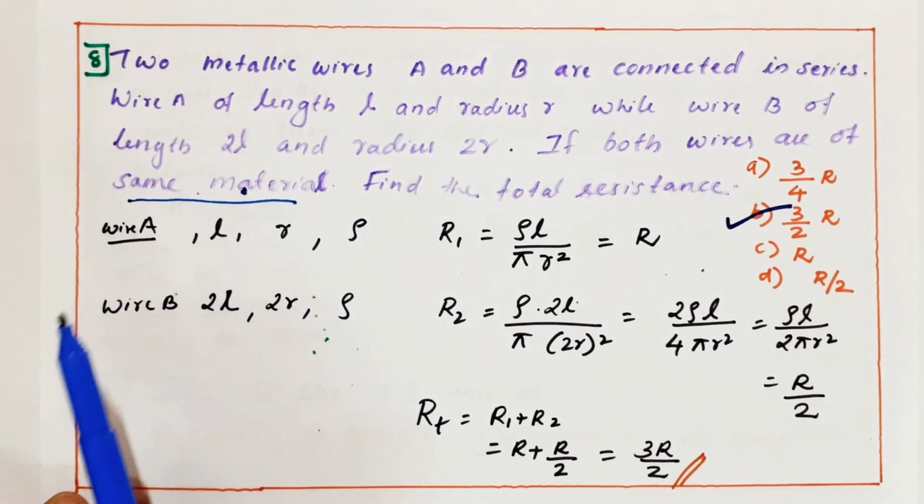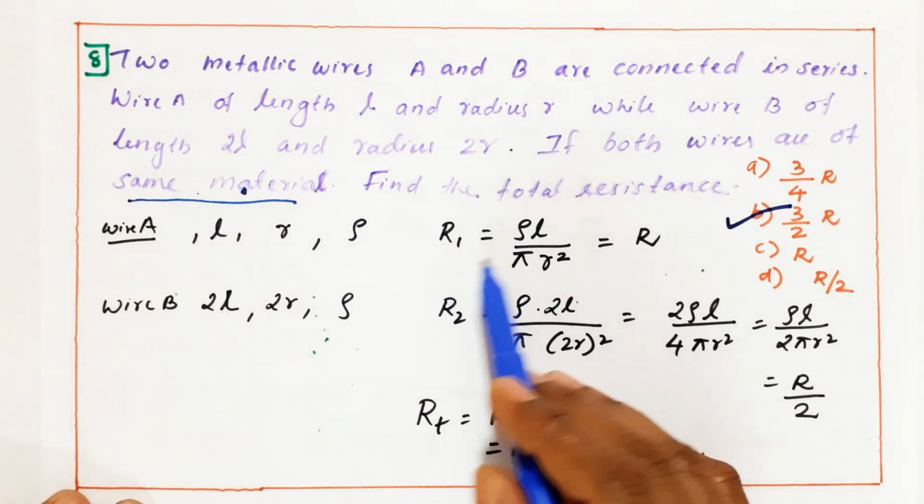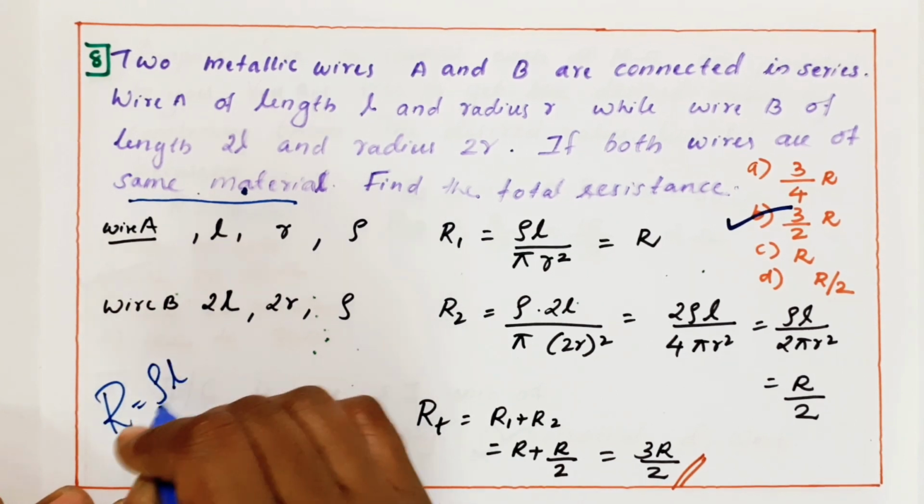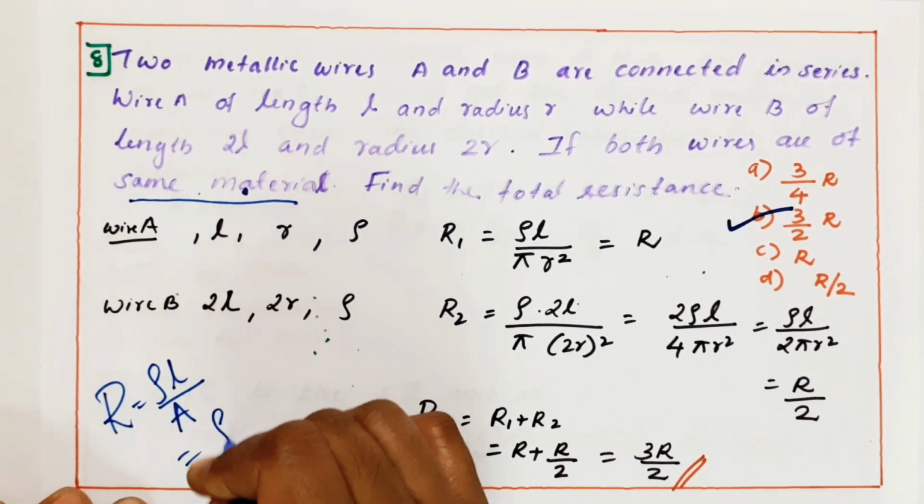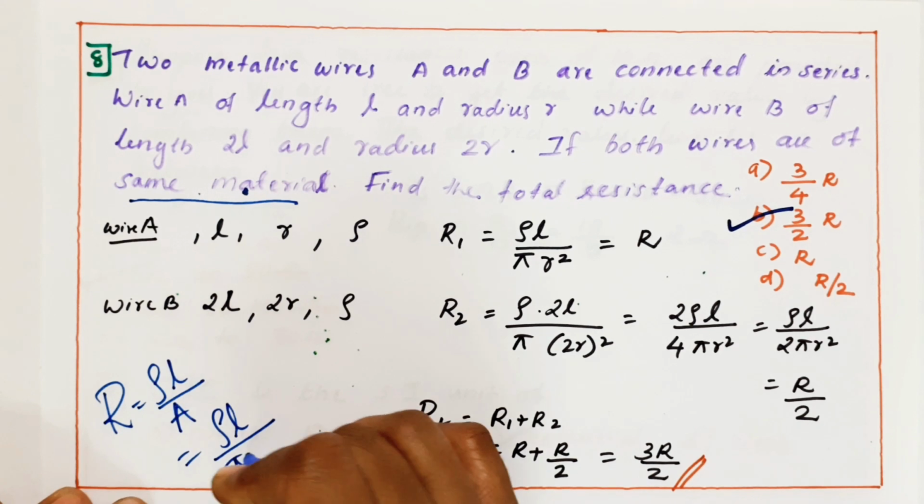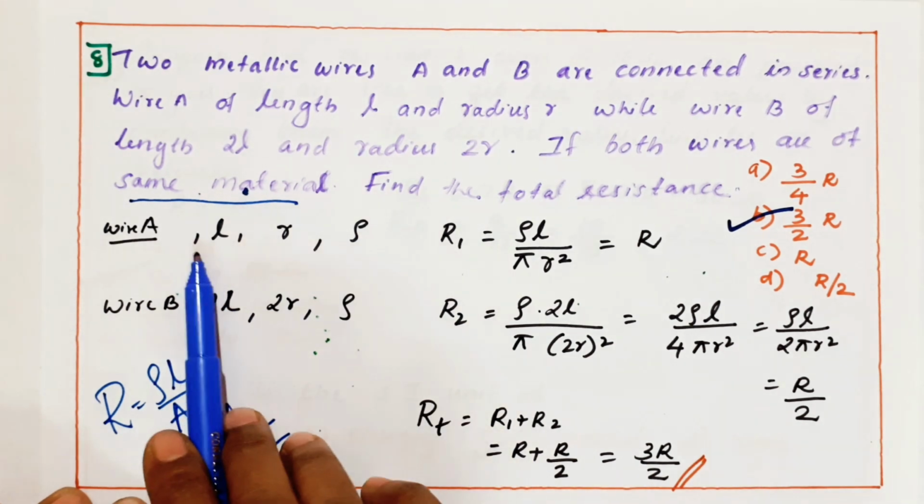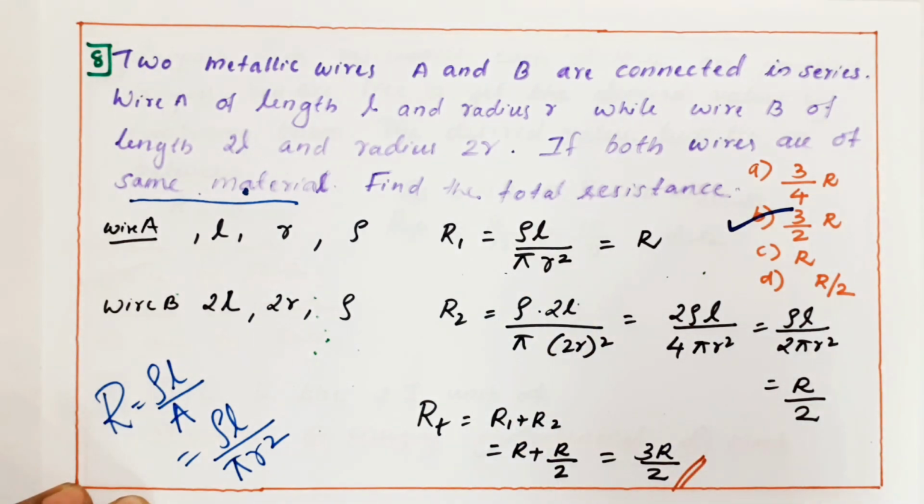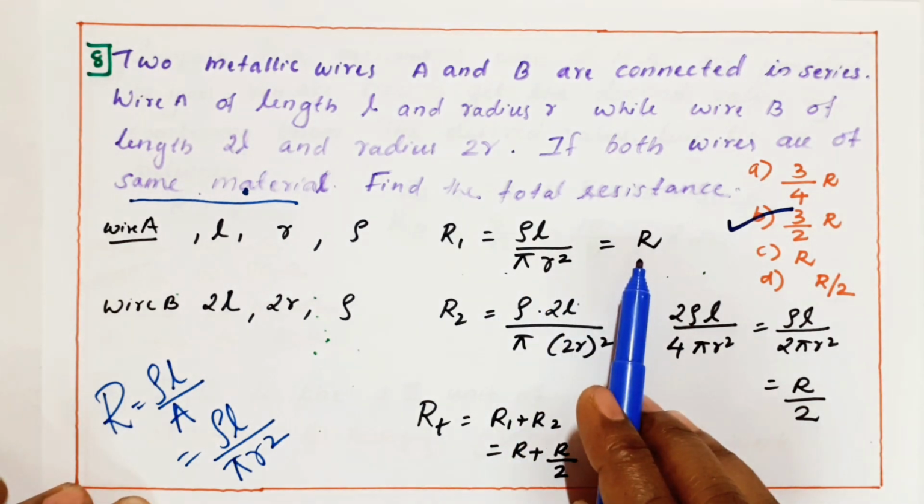The resistance equation we can write as R is equal to rho L by A. What is your resistance equation? R is equal to rho L by A, where area is pi R square. So for wire A, we can write rho L by pi R square. That is nothing but R.